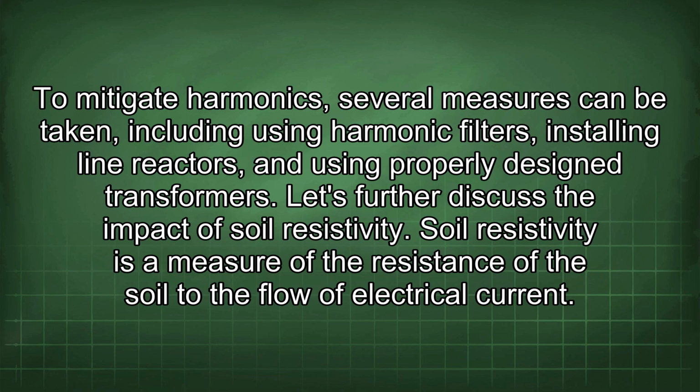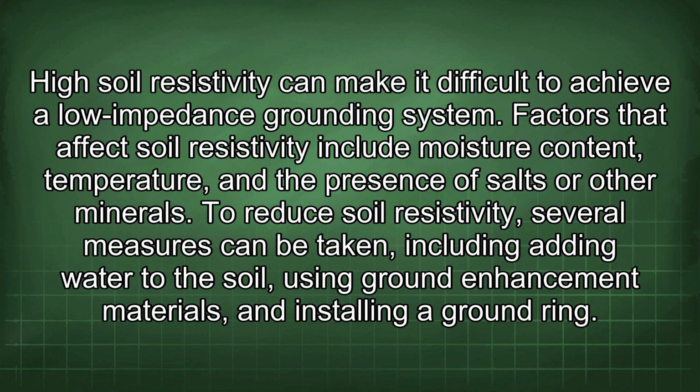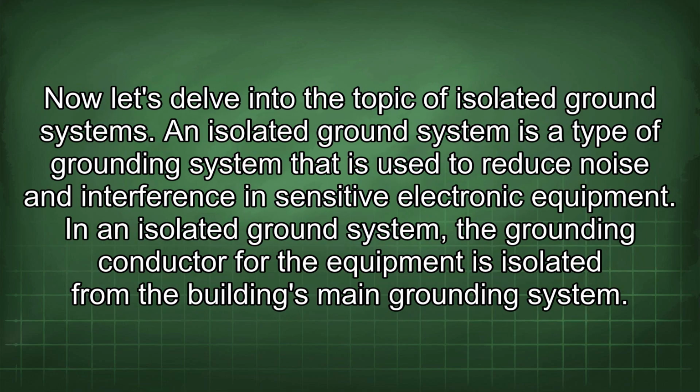Let's further discuss the impact of soil resistivity. Soil resistivity is a measure of the resistance of the soil to the flow of electrical current. High soil resistivity can make it difficult to achieve a low impedance grounding system. Factors that affect soil resistivity include moisture content, temperature, and the presence of salts or other minerals. To reduce soil resistivity, several measures can be taken, including adding water to the soil, using ground enhancement materials, and installing a ground ring.